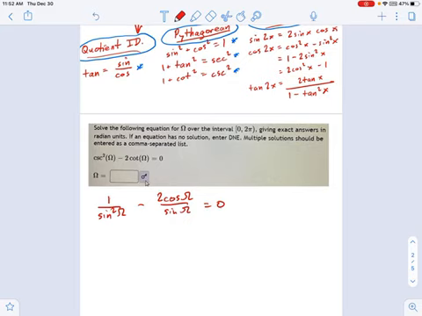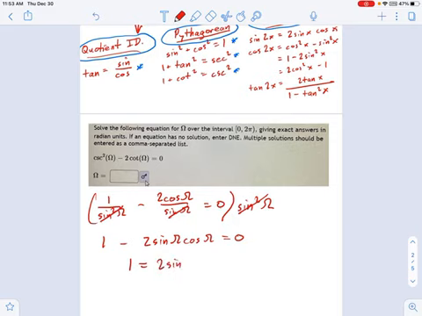Well, what does that say? That says a bunch of fractions, and maybe let's get rid of the sine squareds on the bottom by multiplying the whole equation by sine squared. So this becomes 1 minus, okay, that crosses out. And then one of the sines crosses out, but we have a sine left over. So this becomes 2 times sine omega cosine omega equals 0. And now we basically have this: 1 equals 2 sine omega cosine omega.